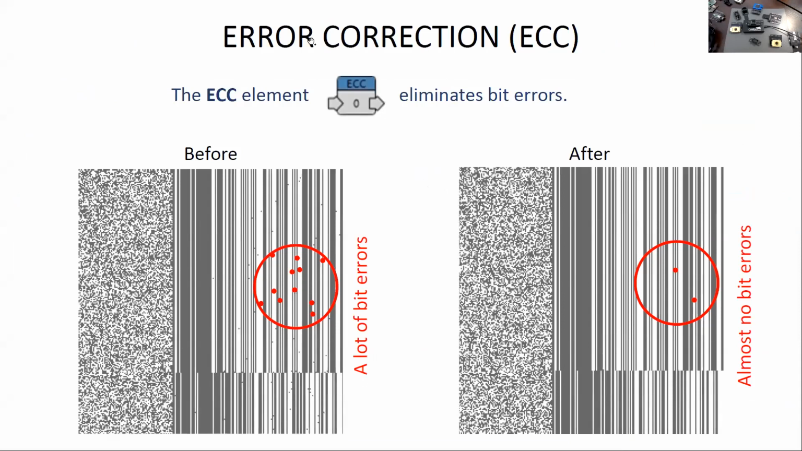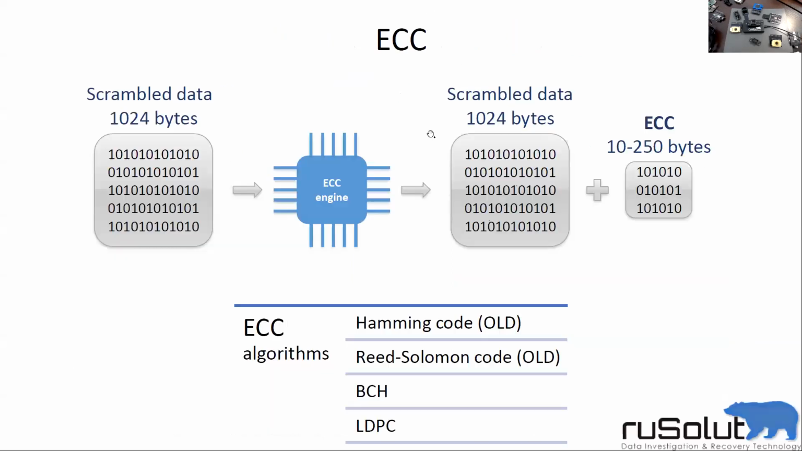So what is ECC? ECC stands for error correction code. And this element in the Visual NAND Reconstructor removes bit errors from the dump. You could see that usually physical dumps have bit errors, sometimes a smaller amount, sometimes a bigger number. But anyway, bit errors exist. And ECC can remove them. How is it possible? How does it do it?